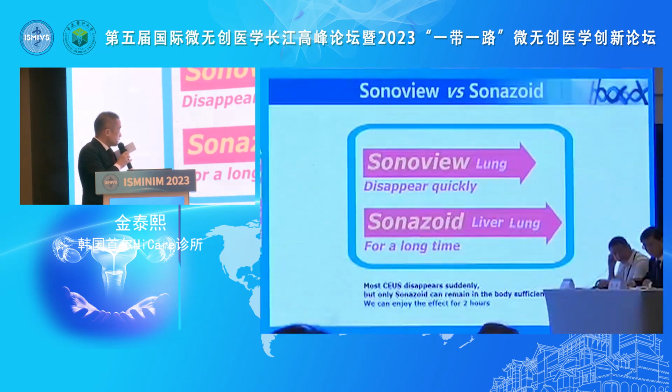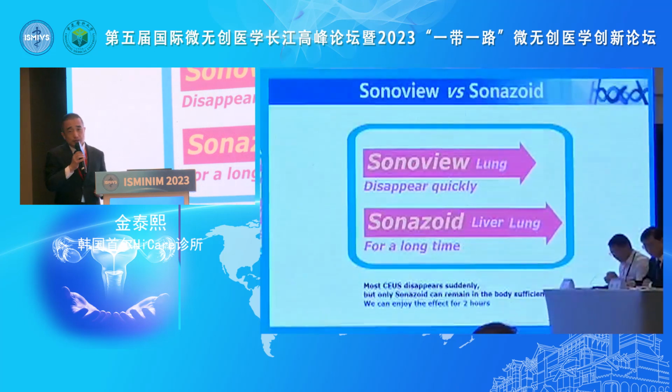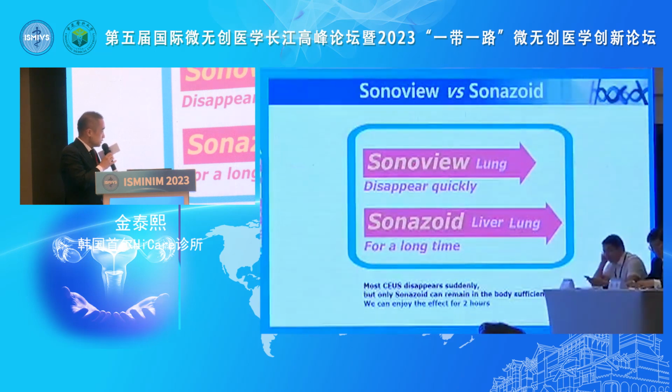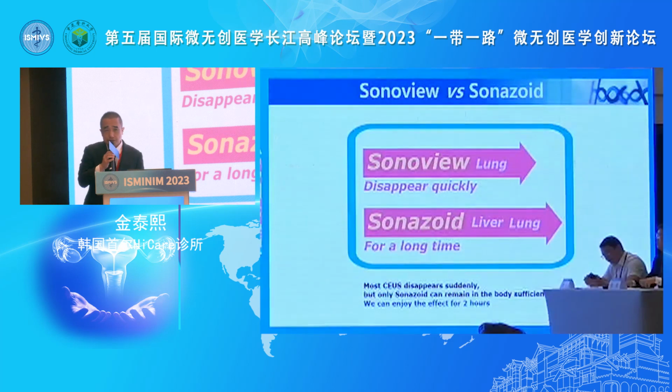So in my experience, if I use Sonazoid, I can enjoy the HIFU enhancing effect. The enhancing effect lasted about 2 hours. 2 hours is a very sufficient time for enhancing the HIFU effect.